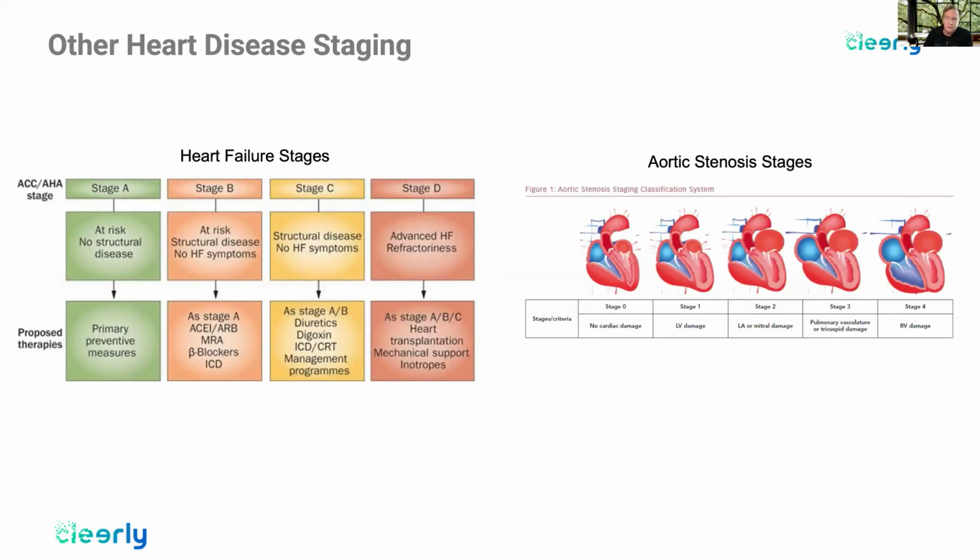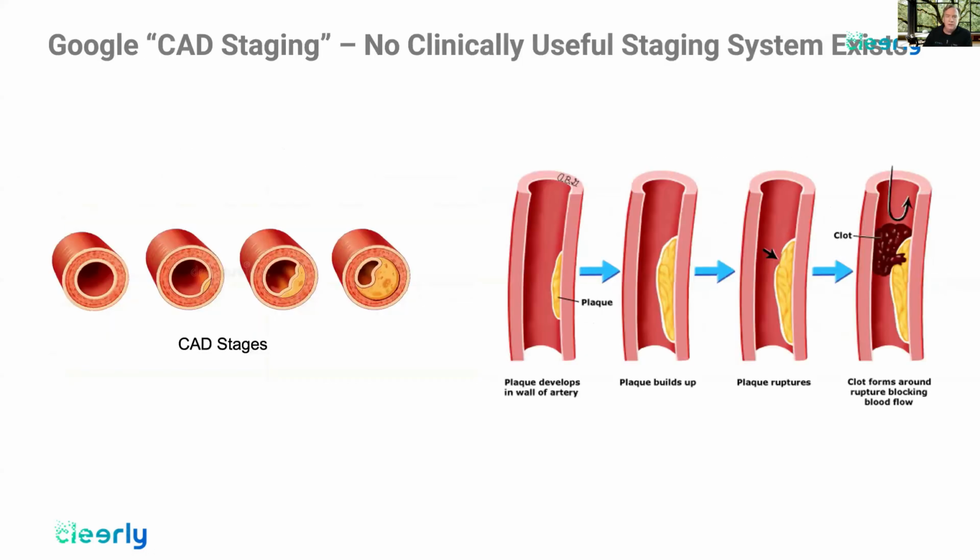Previously, there are some types of heart disease staging out there. There's heart failure staging that many people are familiar with. There's staging of aortic stenosis. But if you look at coronary artery disease or atherosclerosis, there's not actually a staging system that's been previously described.